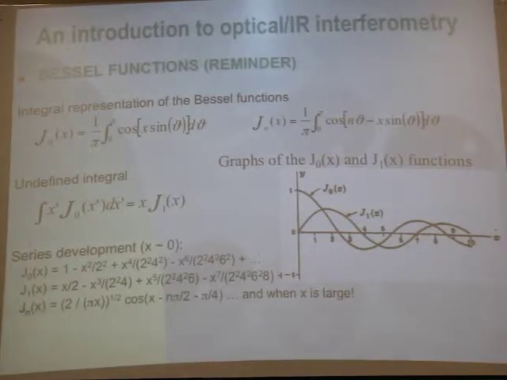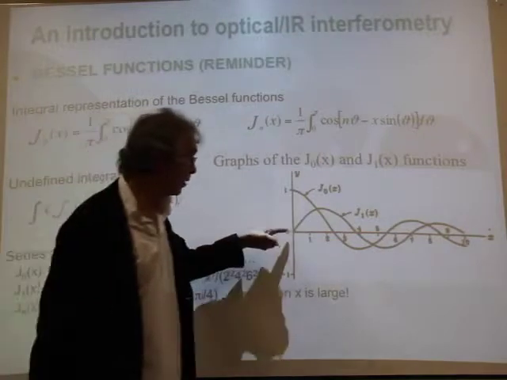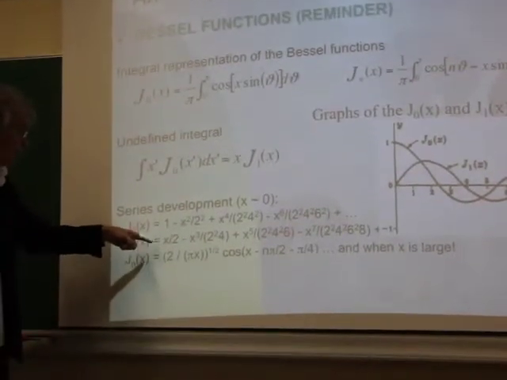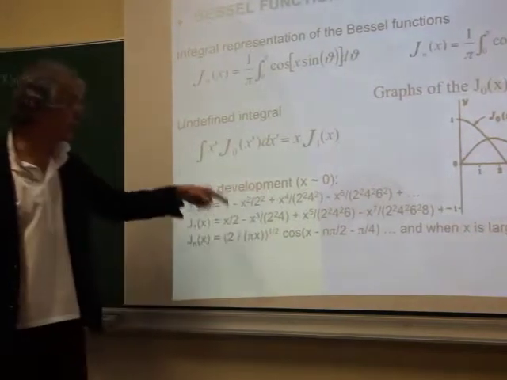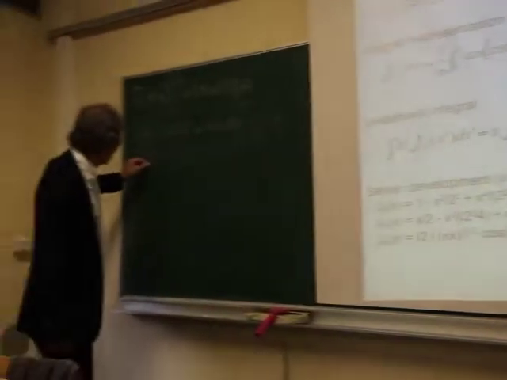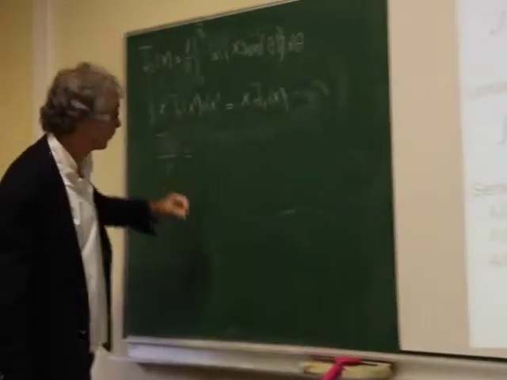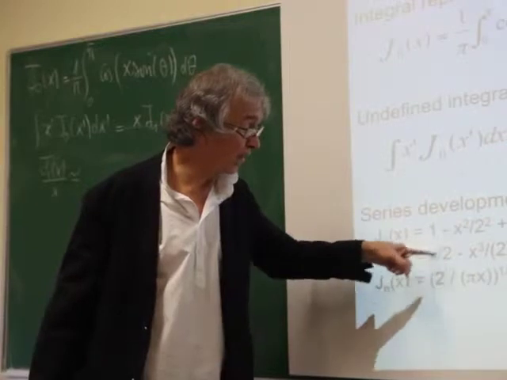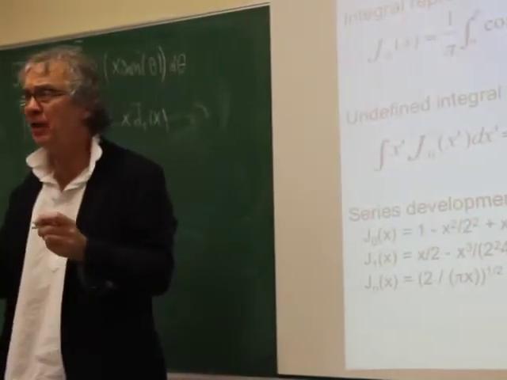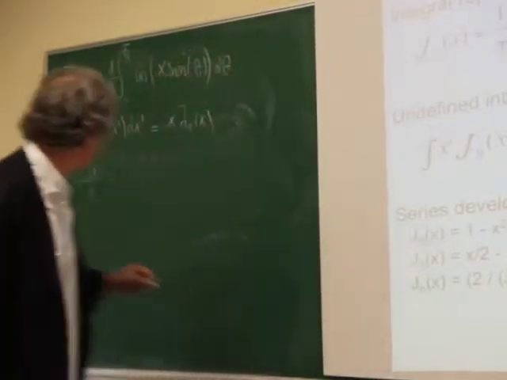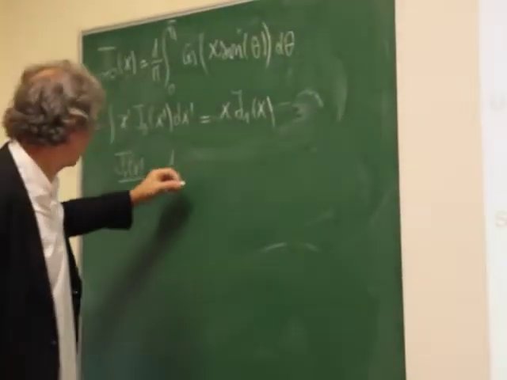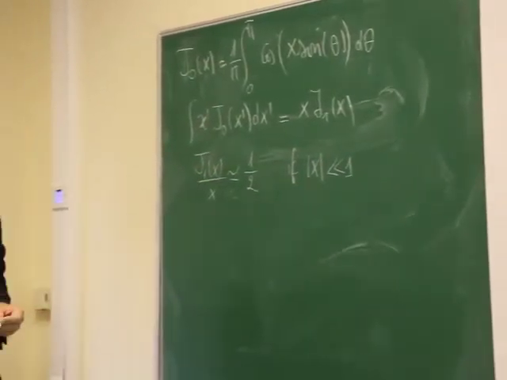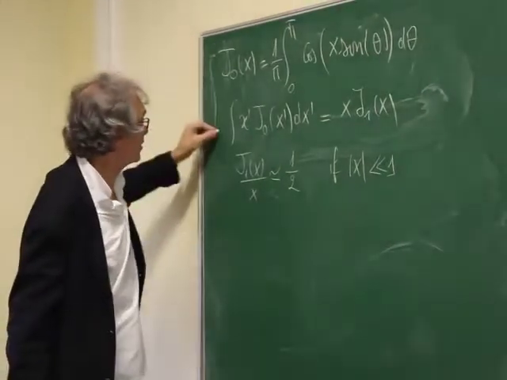But now an interesting property is that you may develop the first-order Bessel function in a Taylor series. If you do that, you see that it behaves as x over 2 minus x to the power 3, etc. So if I divide J1(x) by x, you see that it behaves as 1 half minus x squared. But x is very small, so it's almost 0, so it behaves like 1 half. It is very important to remember that this happens if x is much smaller than 1. These are nice properties that we shall use in a moment.